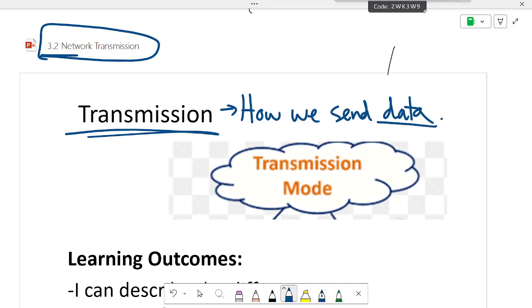What type of data are we sending? How is data sent between networks? Yeah, we can use wireless. We can use wires. Okay, so we have different mediums.